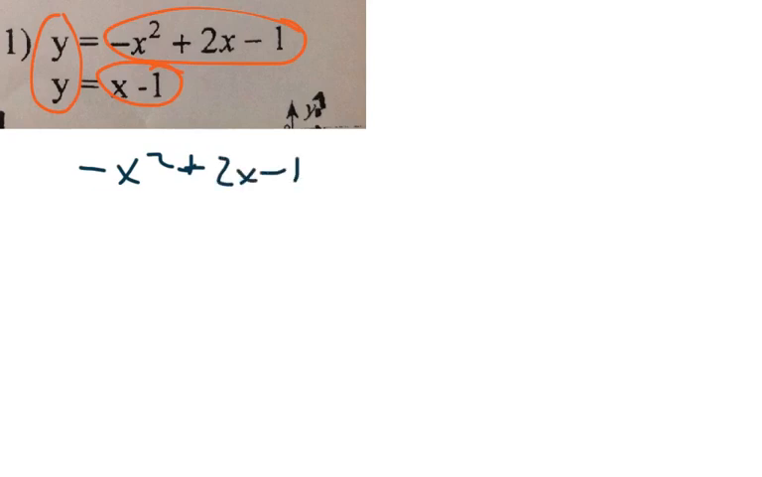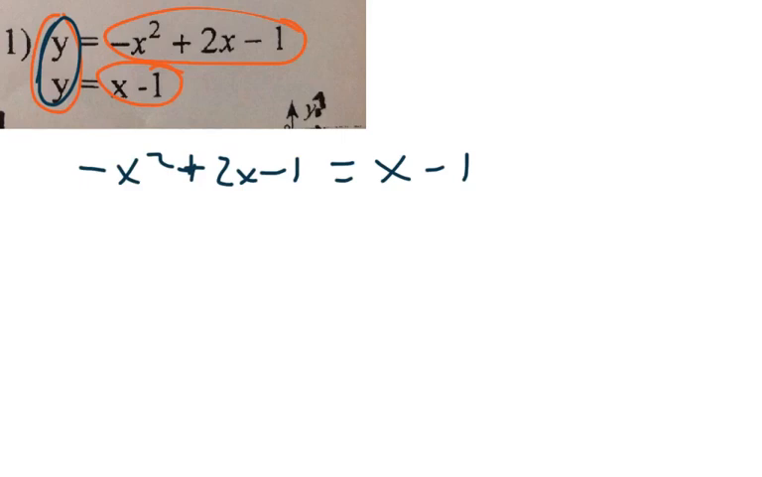Well, notice how both expressions equal y, correct? Using the substitution method, I could take negative x squared plus 2x minus 1 and set that equal to x minus 1 because they both equal y, right? So therefore they equal each other. So we're using the substitution method.